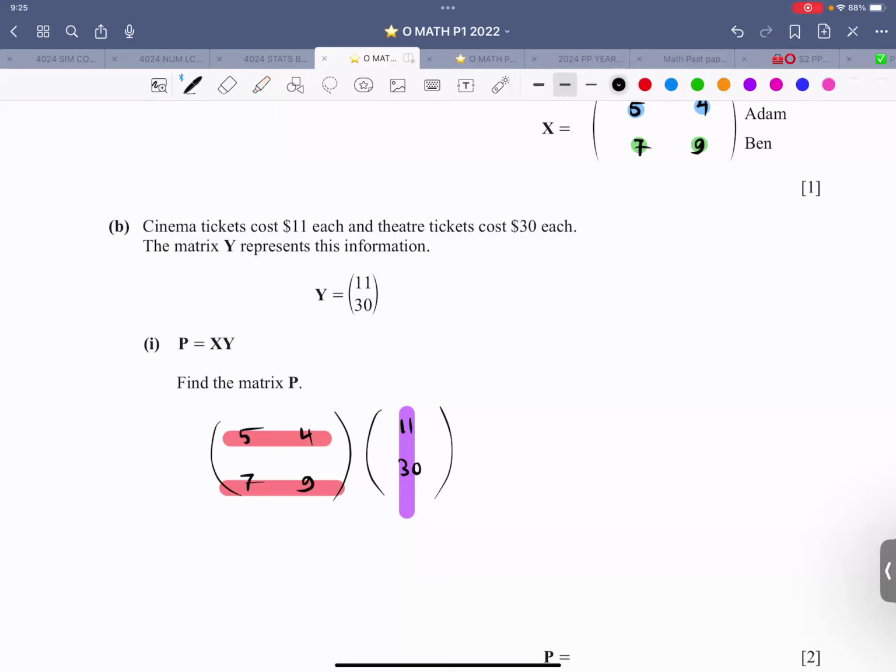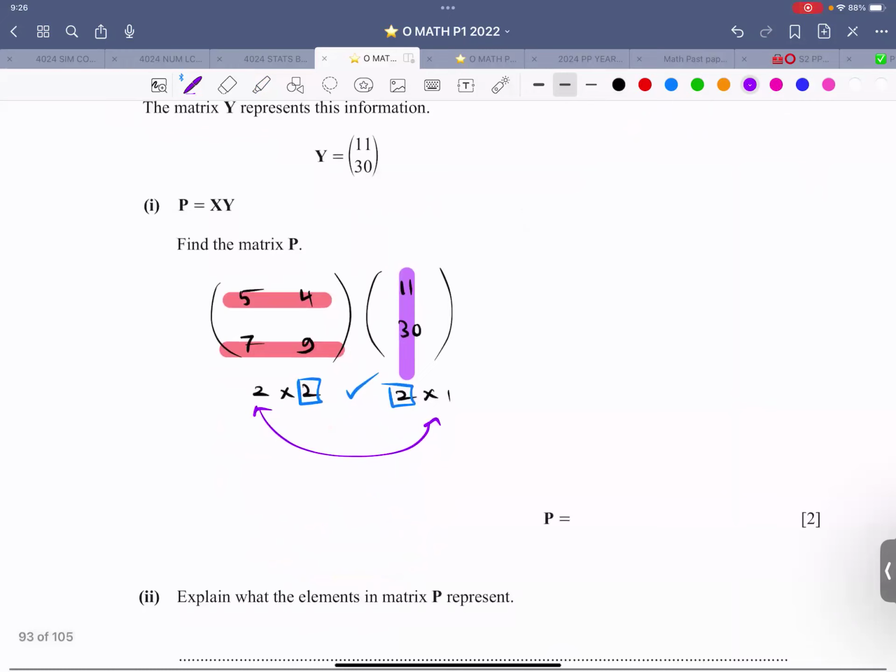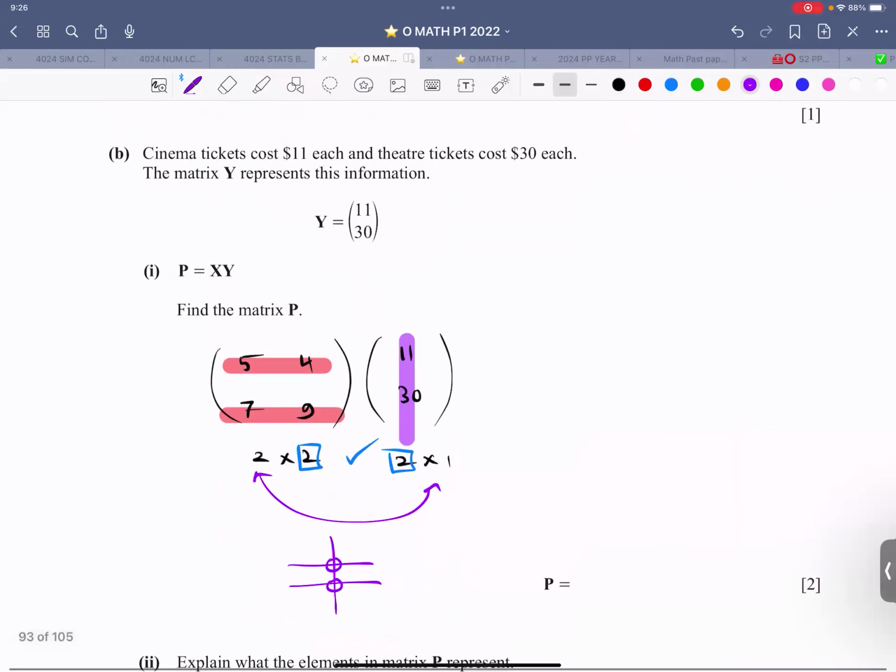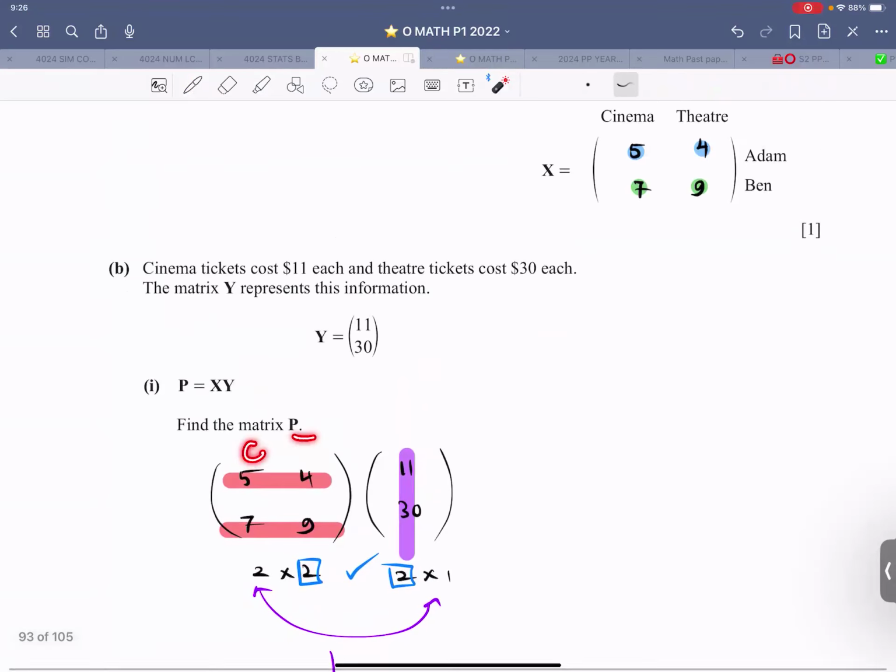So when we multiply, what happens? This is a 2 by 2 matrix. This is a 2 by 1 matrix. The rule is these two should be the same. Multiplication is possible. How will the answer look? 2 by 1. That means there should be 2 rows and 1 column. So 2 terms will be there. Now let's think about what will multiply with what. This is cinema. This is theater. This is price of cinema. This is theater. Cinema multiplies with cinema. Theater multiplies with theater. This is for the person A, which is Adam.